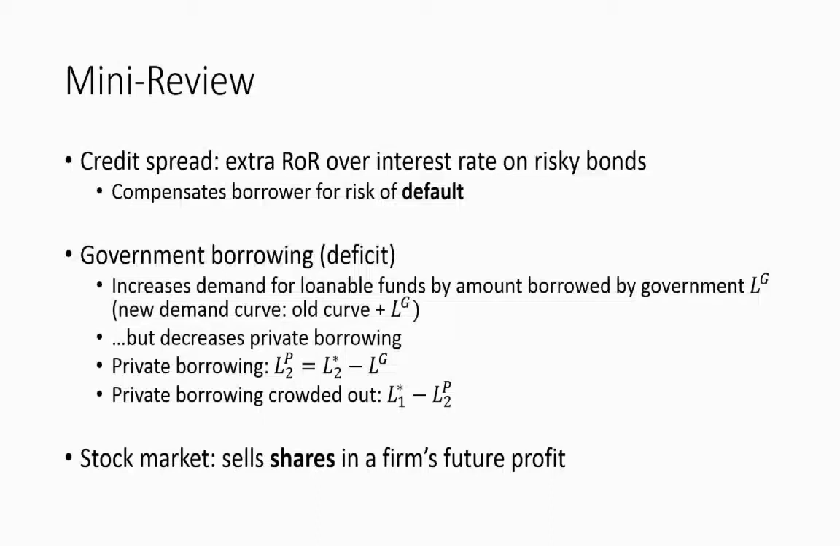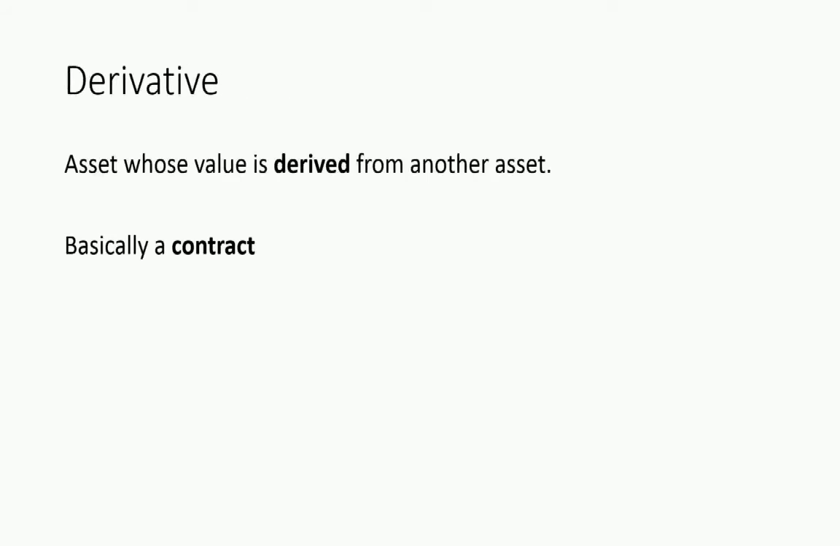Let me take a couple of minutes, just a couple of minutes, to talk about other financial instruments. I don't think I'm going to have time to get through all of these, but I just want to at least tell you a little bit about financial derivatives. So you've heard a lot about derivatives, presumably in the wake of the financial crisis. A derivative is just an asset whose value is, as the name implies, derived from a different asset.